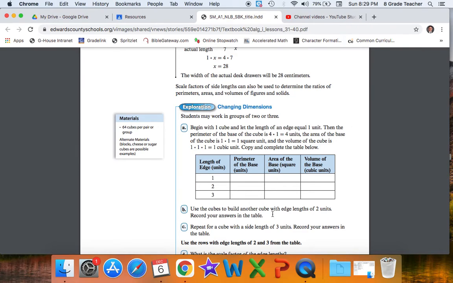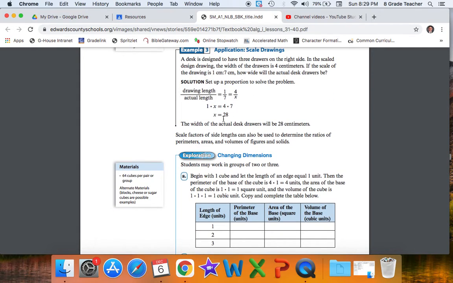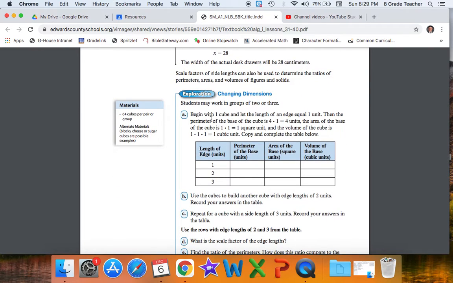If you would go through and complete this exploration, you'd find that the length of something, when it's in a proportion, can be simply calculated by using our cross multiply and divide. But in this example, letter A says begin with 1 cube and let the length equal 1. Then the perimeter of the base of the cube is 4 times 1. So if you've got a cube and you measured its length and one of those measurements is equal to 1, you would have the perimeter 1 plus 1 plus 1 plus 1 is 4.